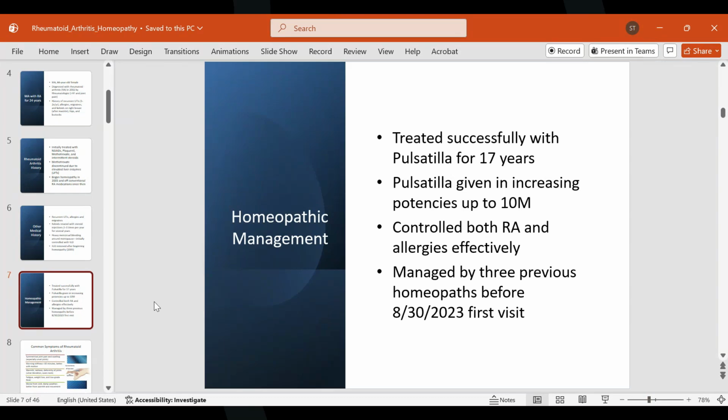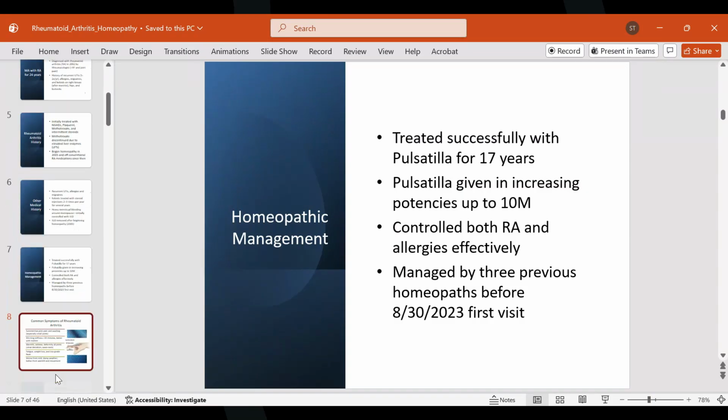And now we have a lot of the polycrests. We have 10 M, 50 M, CM, DM, MM, and then once you get to MM, we've started making the MM plus 1 hour plus 2 hour. Once you have that, you can stay on the same remedy indefinitely for years. I've had some people on the same remedy for years. She was controlled. They controlled both the rheumatoid arthritis and the allergies. And like I said, she had 3 previous homeopaths before her August 30th, 2023 visit.